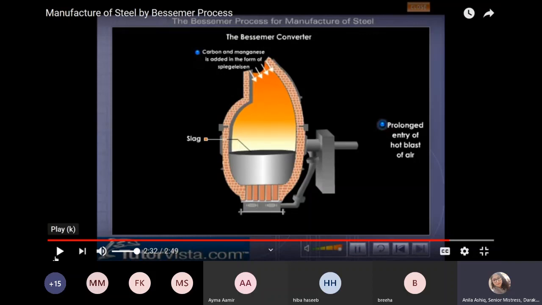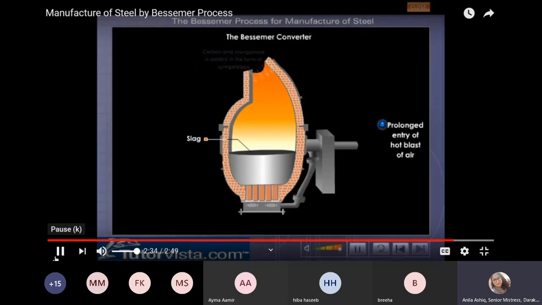And why do we add alloys to another metal? Do you know about it? Quickly answer this question. Why are they adding carbon and manganese into the iron? Now, can you tell me why do they add alloys? Oh, sorry. Why do they form alloys? Very good. Very good. To make it stronger.